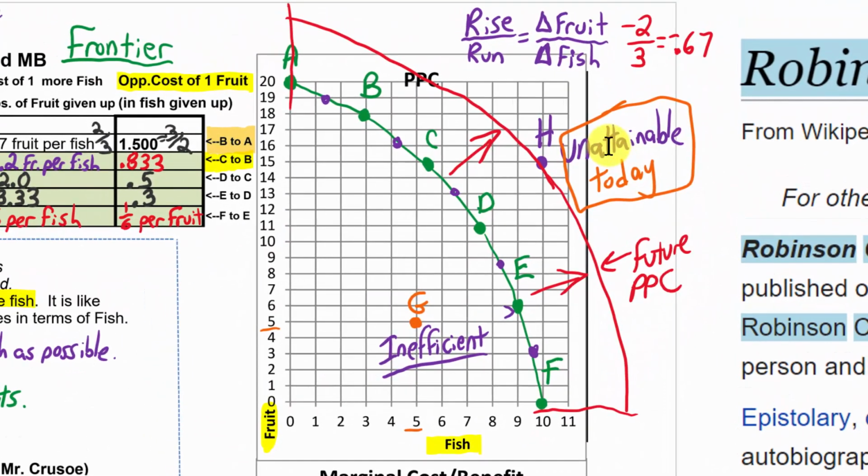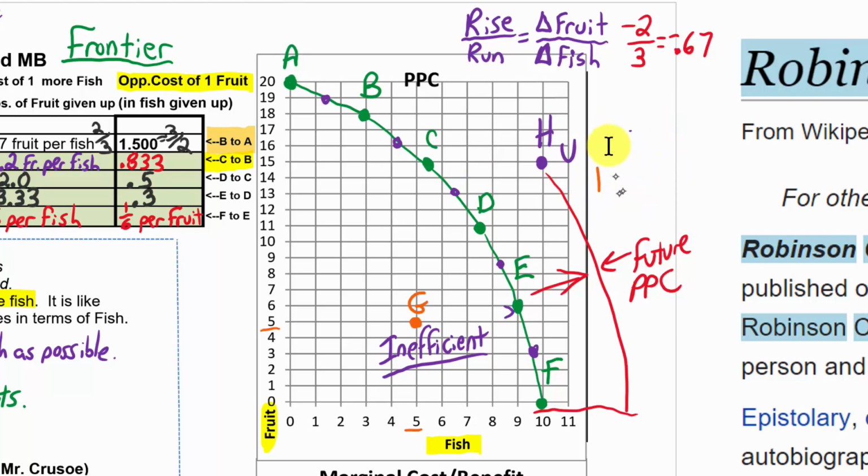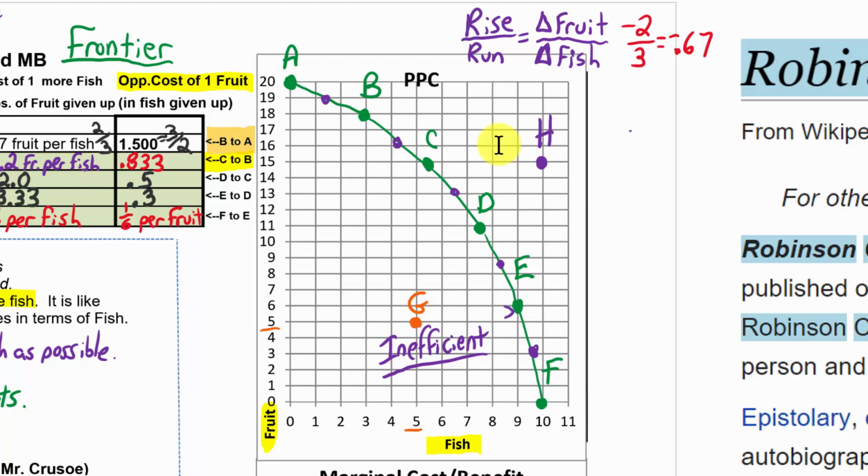So we're saying, okay, Robinson Crusoe, not just are you on the production possibilities curve somewhere, but are you at the point A, B, C, D, E, or F, or somewhere in between? That is the point that makes you happiest. So which one is the best point? The answer is we have no idea unless we ask Robinson Crusoe himself, because everyone has different preferences. Everybody likes different things in different ways.